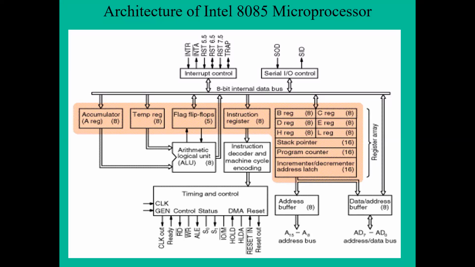So the program counter size is 16-bit. Why is it so? Because it always needs to store an address. Whose address? The address of the next instruction that is to be executed.